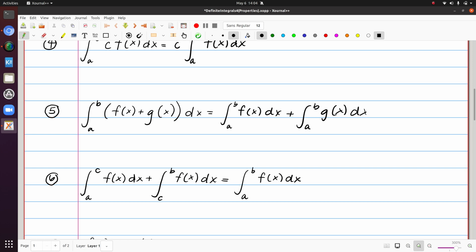I think it's probably easiest to visualize if we had A, C, and then B, right? Imagine that this is my function.